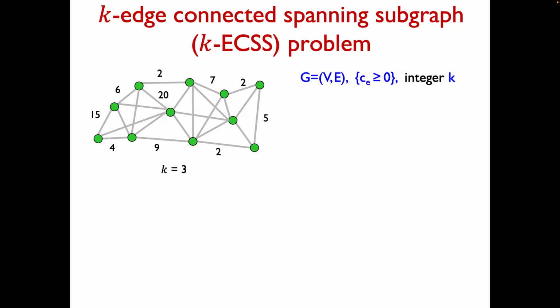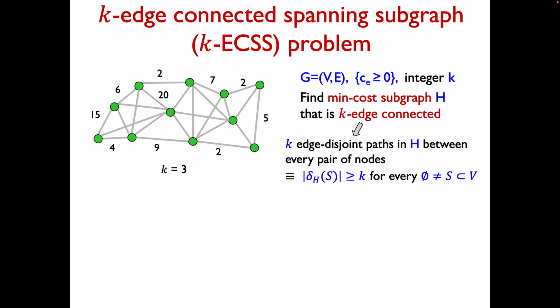So here is a graph. The numbers labeling the edges are their costs. I haven't labeled every edge, but you can think of the unlabeled edges as having cost 1. And k is equal to 3. What I want is a min cost subgraph that is k-edge connected. What is k-edge connected? It means that we want k edge-disjoint paths between every pair of nodes. Or equivalently, in terms of cuts, that every cut has to have size at least k. So that's the definition of the problem.